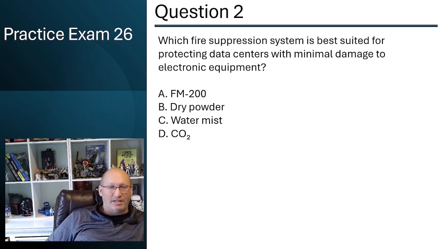We need to understand all attributes of our data centers, where our servers are, and if there is an environmental concern, how to deal with those little problems associated with fires, floods, and all the other great stuff. We need to know that. So which fire suppression system is best suited for protecting data centers with minimal damage? FM200. FM200, of course, is a fire suppressant agent. Is it the best answer for this one? What do you think?